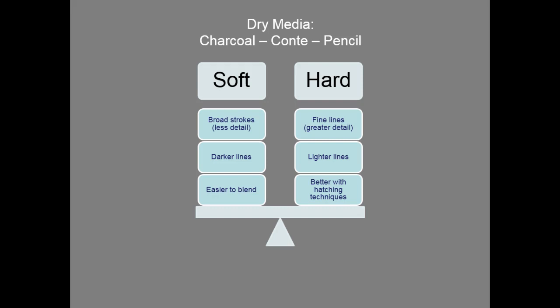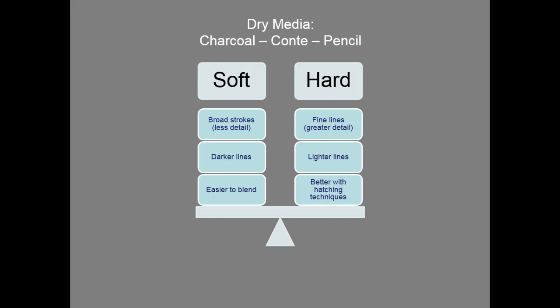Dry media come in different grades, from soft to hard. And I put together this little flow chart to show you how the hardness or softness of the media affects the kind of lines that you use. If you use a soft media, like charcoal, they're good for creating dark lines, broad strokes. One of the advantages of very soft drawing media is that it's very easy to blend. But the hard part is that it creates less detail. It's just such a broad, soft material. It'd be hard to do fine lines like, say, eyelashes.